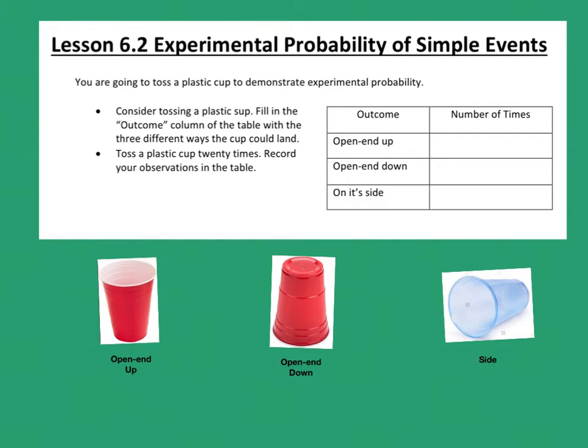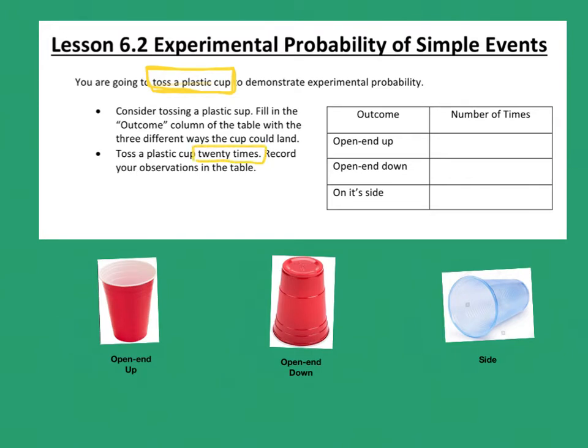What we're going to do today for class is we're going to actually do our own little experiment. It's going to be a simple event, which means we're just going to do one thing. We are going to toss a plastic cup into the air. You get to decide how high. You get to decide if you want to have open end up, open end down, or drop it on its side. We are going to toss it a total of 20 times.